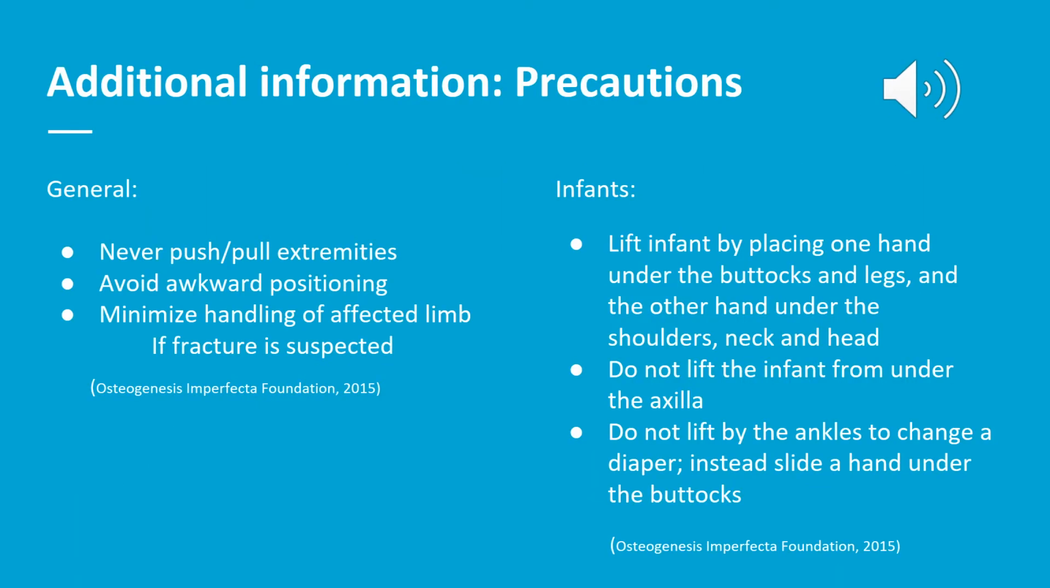In addition, we have included some precautions to take when caring for people with OI. In general, you never want to pull or push on a limb or bend it into an awkward position, not even to take an x-ray. You want to use caution when inserting IVs, taking blood pressure, or performing other medical procedures to avoid causing injury. Always dose medicines to the size and not the age of short-statured adults. When a fracture is suspected, you want to minimize handling of the affected limb.